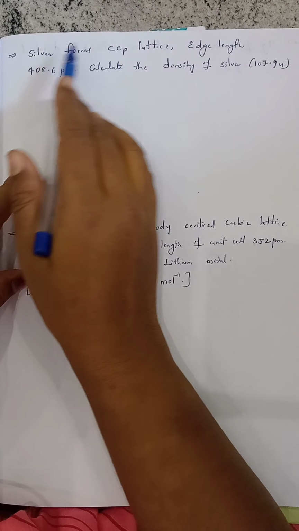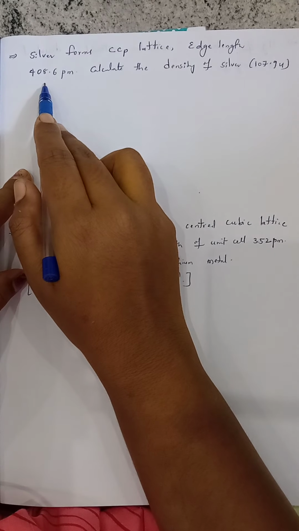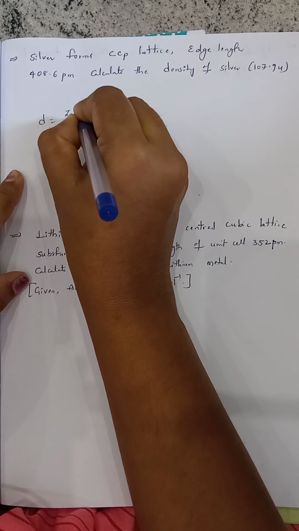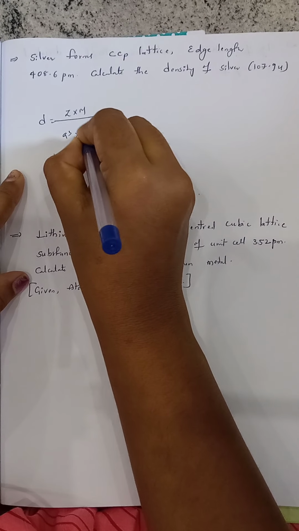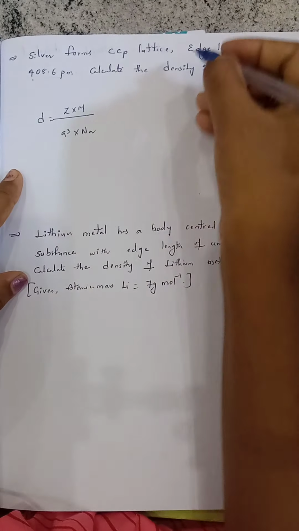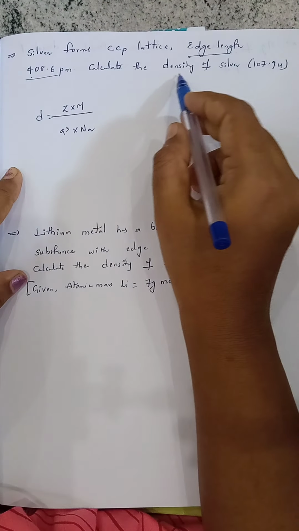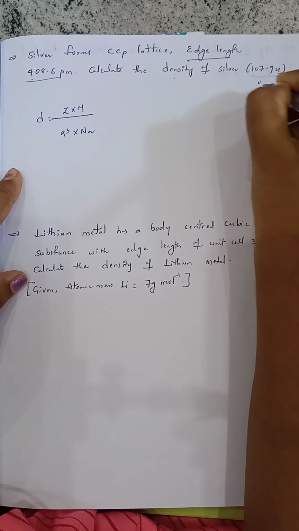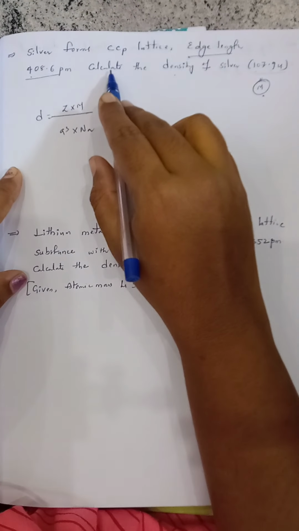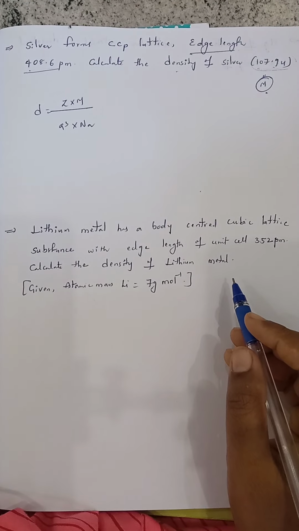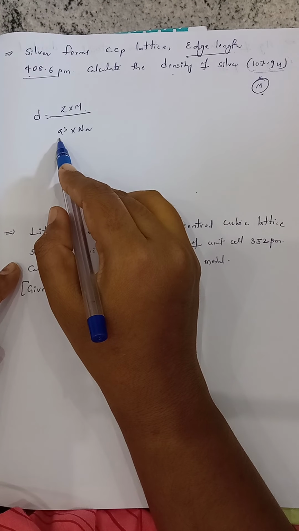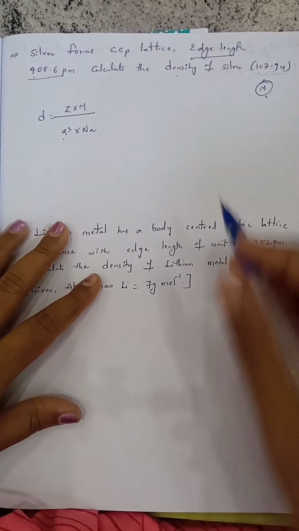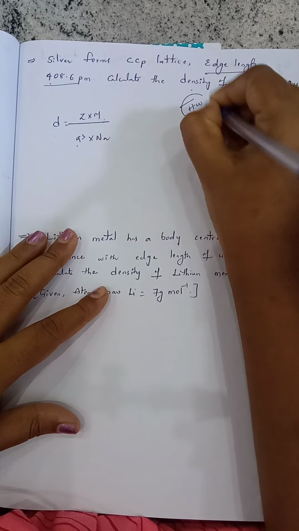Okay, so first one, silver forms CCP lattice, edge length is given, calculate density. Density we want to find out, formula you know, Z into m divided by a cube into Na. A is given, edge length is given. Density they didn't give. 107.9 is nothing but the m value. M is given. For CCP you know the Z value. M value is given, a cube is given, Na is given. Find out the d value, that is density, and send your answers to me. This is a homework question you want to do.